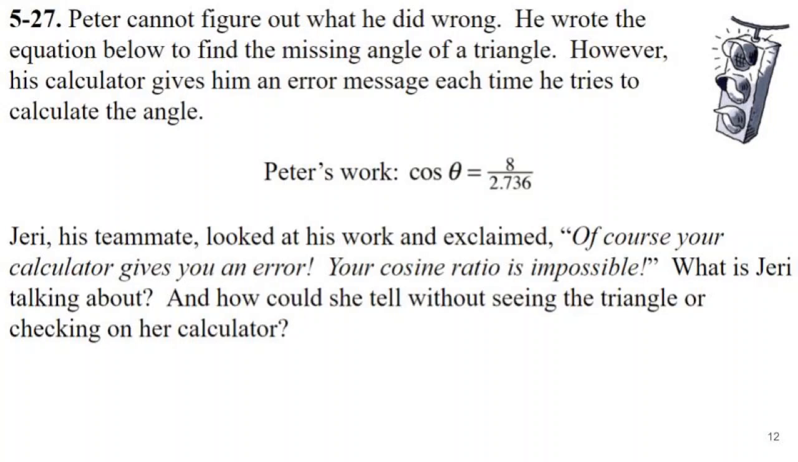All right, and last but not least, we can see here Peter, who has set up his equation. He's got cosine of theta equals 8 over 2.736. He's trying to figure out what happened because he puts this into a calculator and the calculator just gives him an error. And if you put this into your calculator, you will get an error.